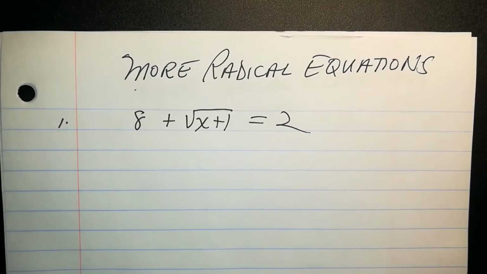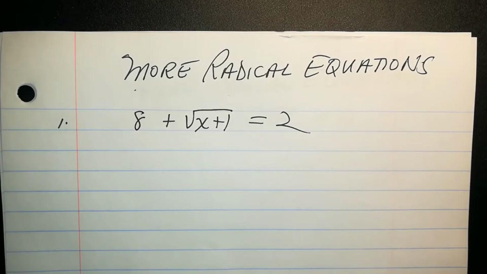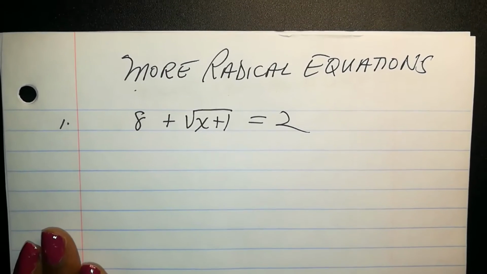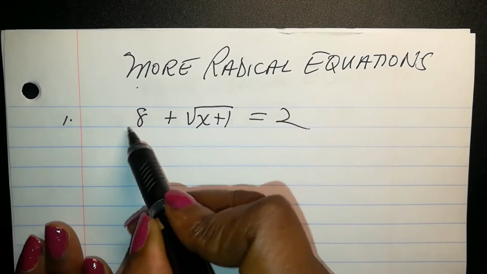Sometimes we have two radicals. We have to decide which radical we want by itself on one side. We have to make that decision. And it's easy enough. Usually we look at it and we make a decision. Either one you pick is going to result in the same answer. Here we go. Now let's take a look at this.